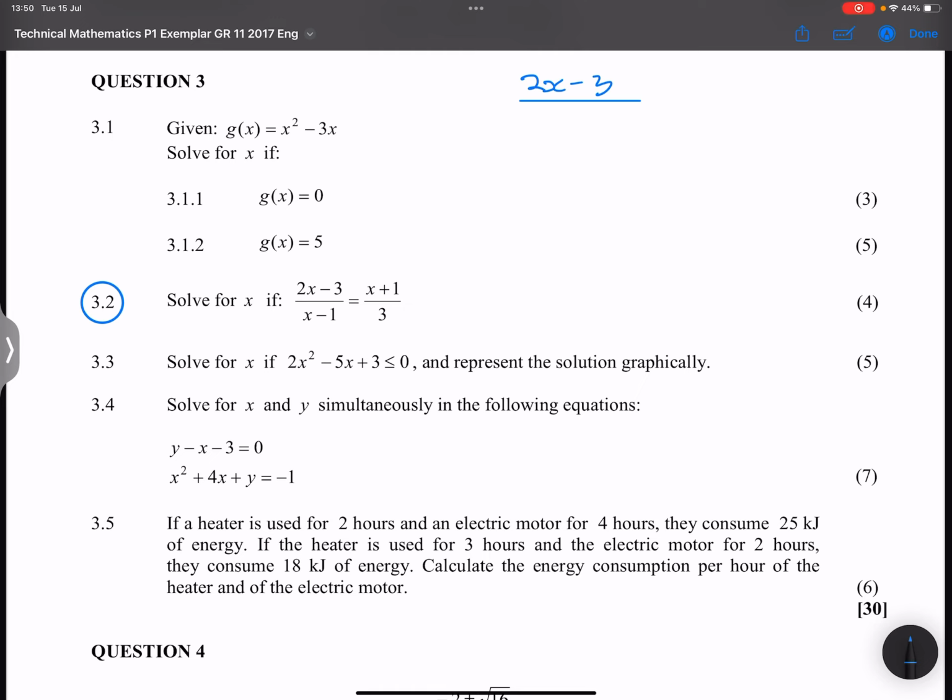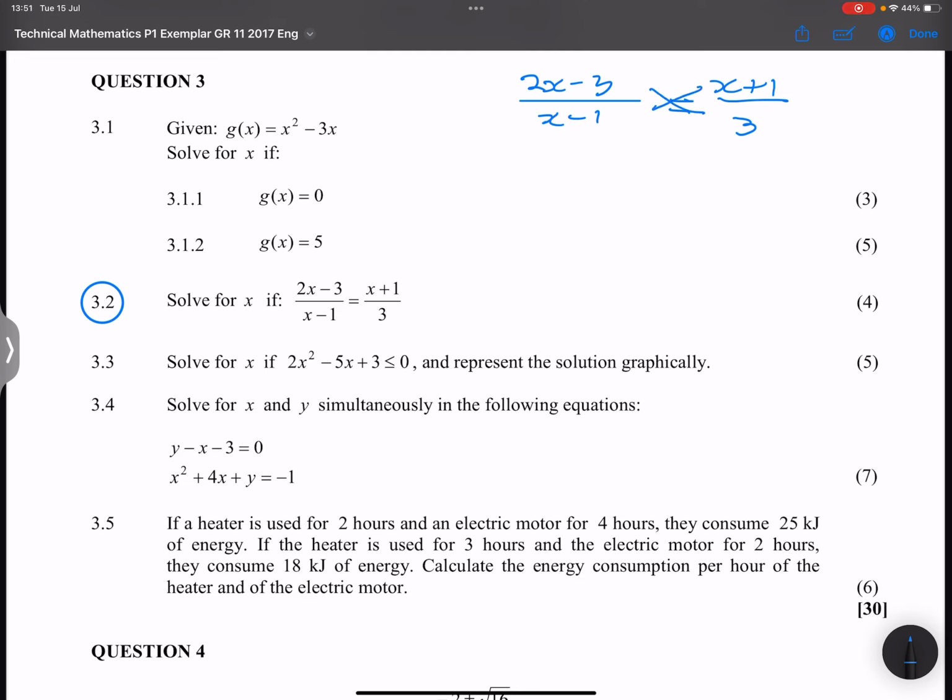So we've got (2x minus 3) over (x minus 1), and this is equal to (x plus 1) over 3. Right, now let's cross multiply in this case. So these are equations with fractions, right? So we've got two fractions that are separated by an equal sign. So all we can do is just simply cross multiply.